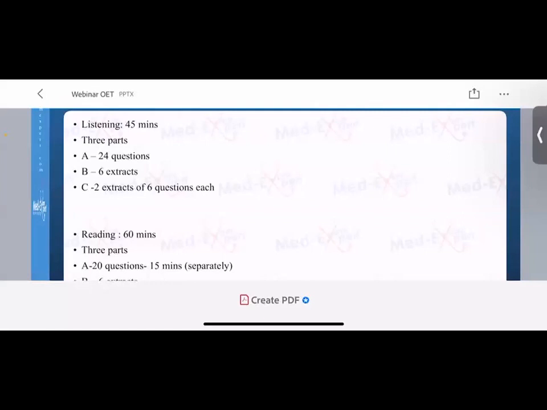Now proceed to part B, which has 6 extracts. It is also easy, but not at the same level as part A. In this part, we can also score well.